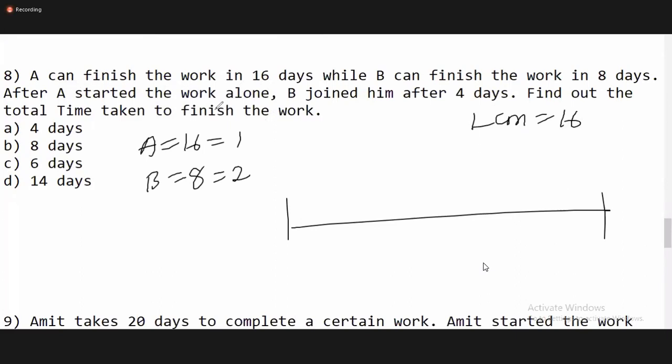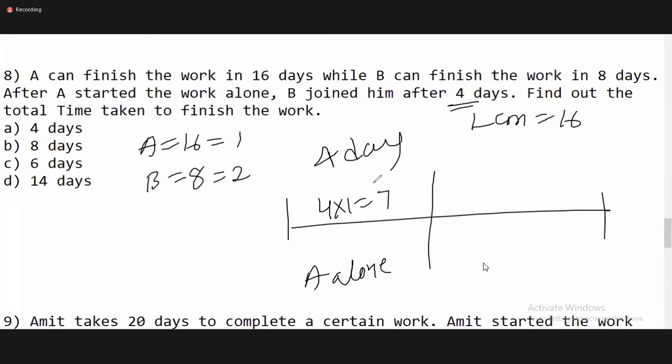Look at here, this is most important. A started the work alone. B joined him after 4 days, which means, can I conclude? The first 4 days, A alone worked. Yes or no? A will eat how many chocolates? One day he is eating 1 chocolate. So in 4 days he will eat 4 chocolates. Out of 16, he ate already 4 chocolates.